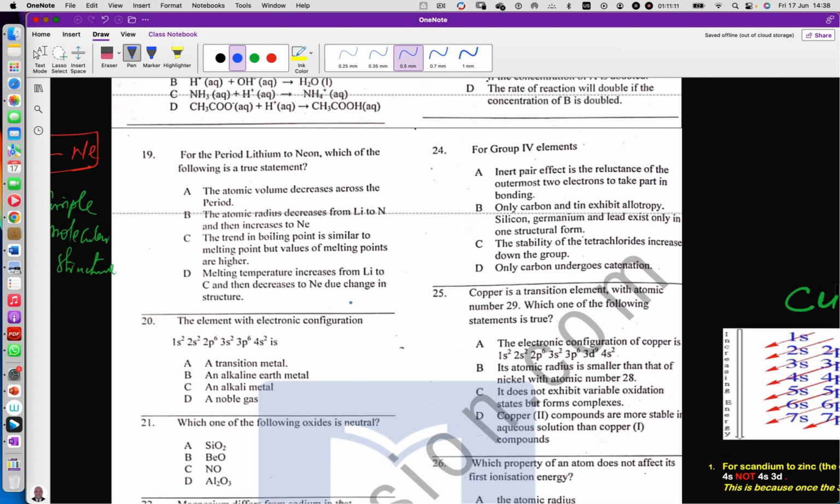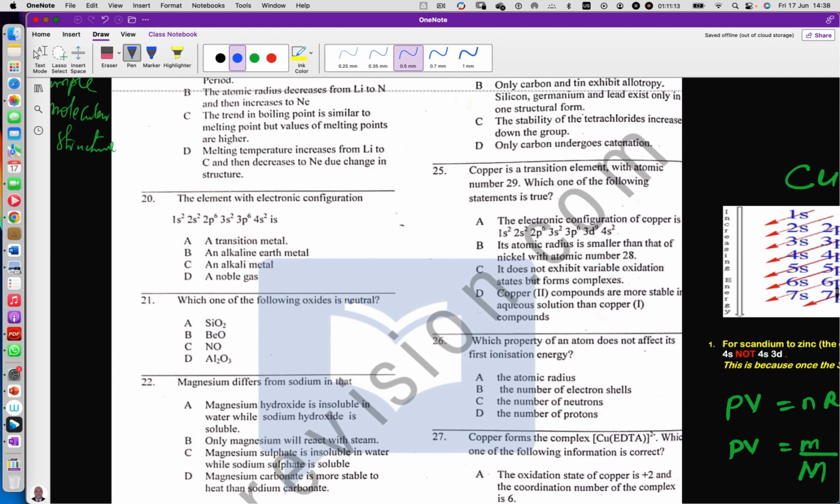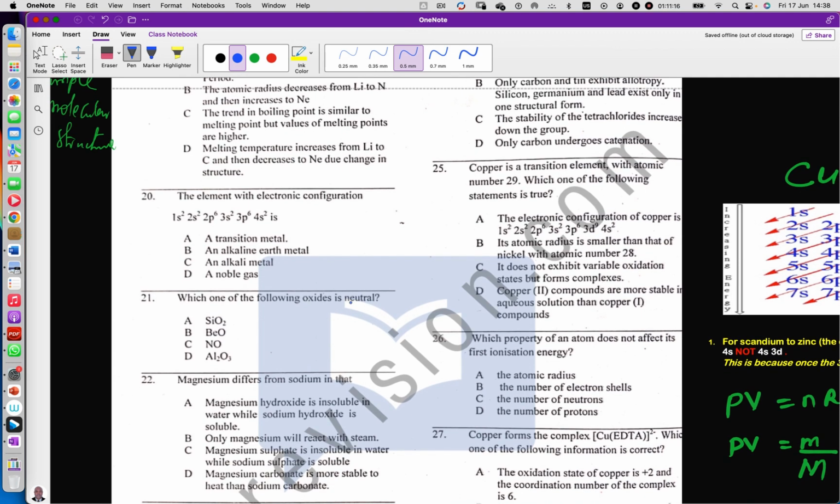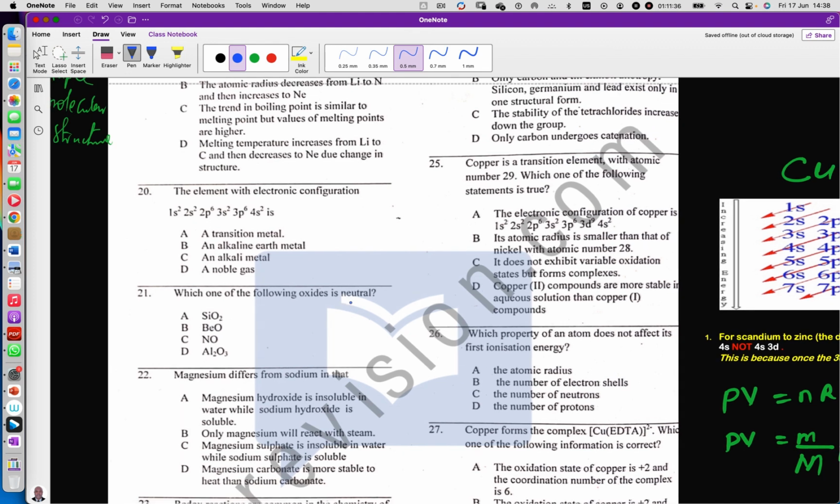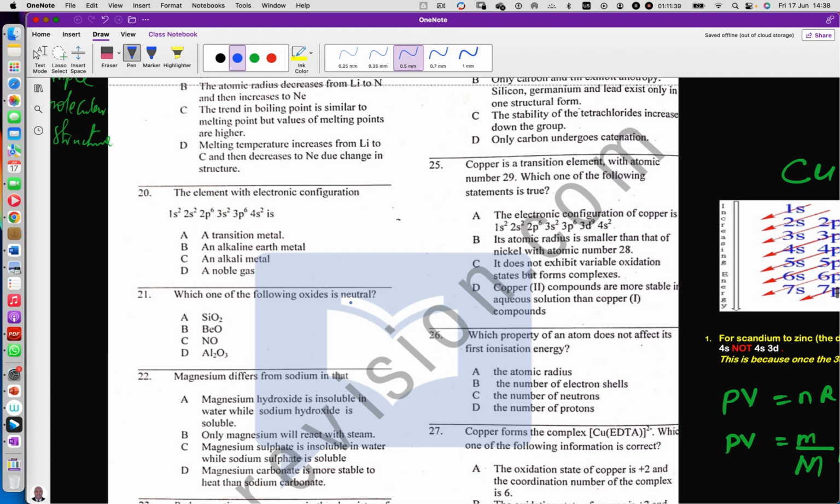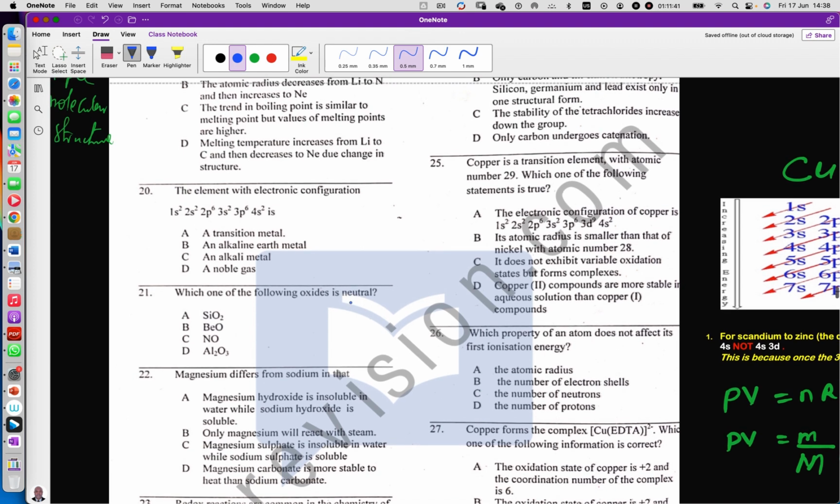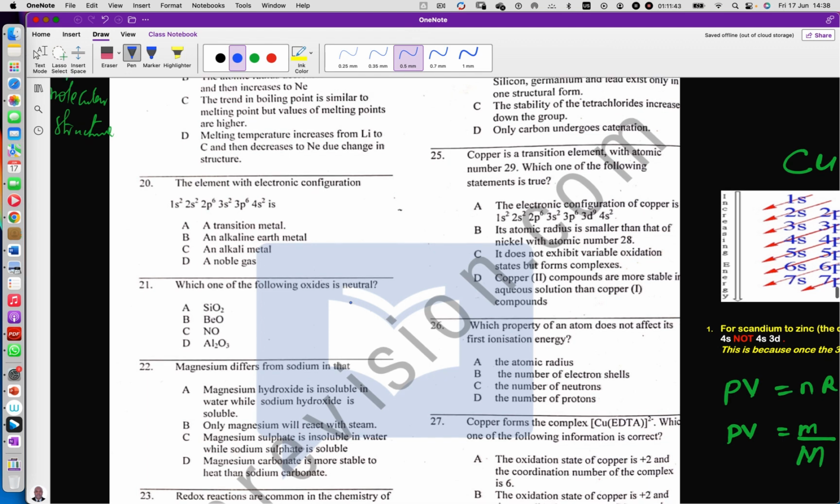Let's go to number 20. Question number 20: the element with the electronic configuration 1s2, 2s2, 2p6, 3s2, 3p6, 4s2 is a transition metal. That is not a transition metal. Why do I say it is not a transition metal? It is not a transition metal.